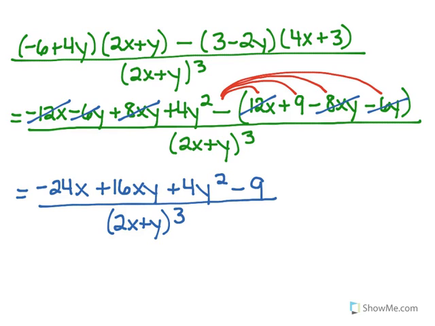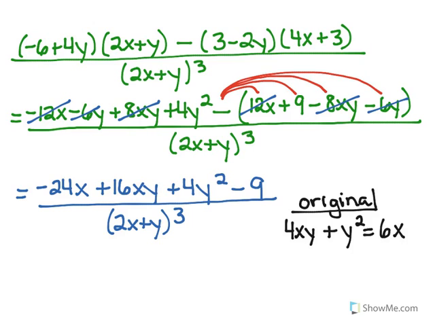Our original function was 4xy plus y squared is equal to 6x. Question is, can I use that at all? What I want you to do is focus on the first three terms. We're not going to worry about the minus 9 right now. The first three terms have a GCF. I'm going to factor out a 4.